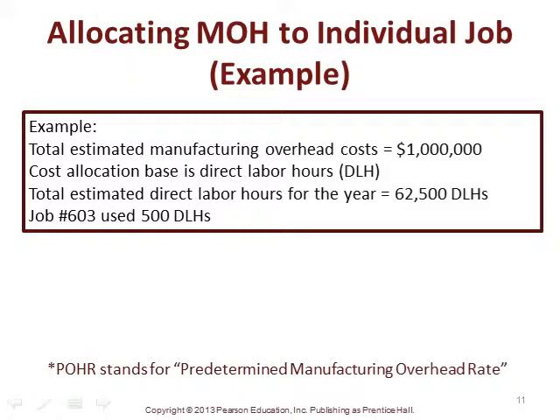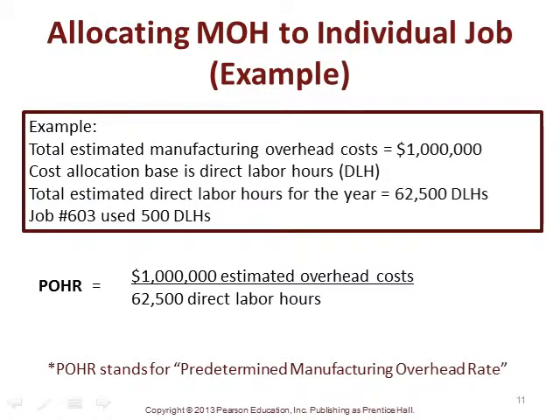So first we have to determine what our predetermined manufacturing overhead rate is. Think about this for just a minute, and based on our previous slides, how would we calculate that? And I hope that you're thinking that it's the estimated manufacturing overhead cost divided by the estimated direct labor hours for the same time period, which is exactly what this formula is. And so we can see that the math says that I'm going to allocate my manufacturing overhead at the rate of $16 per direct labor hour. So what's that mean for job 603?